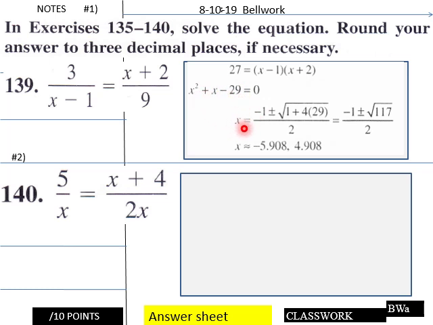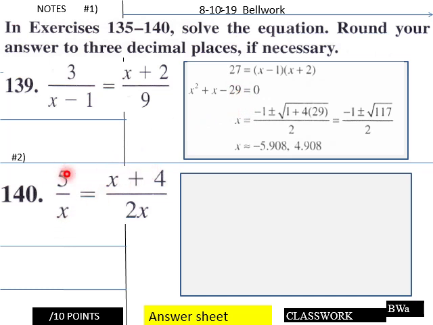Now, this is probably the easiest way, to use the quadratic formula here. Negative 1 plus or minus square root 117 over 2, and then you get these two numbers. Or you could graph it and get that same thing.